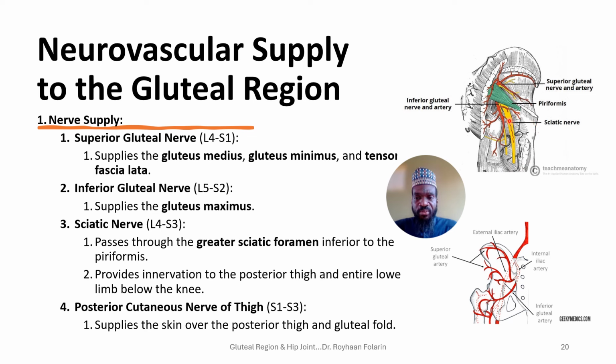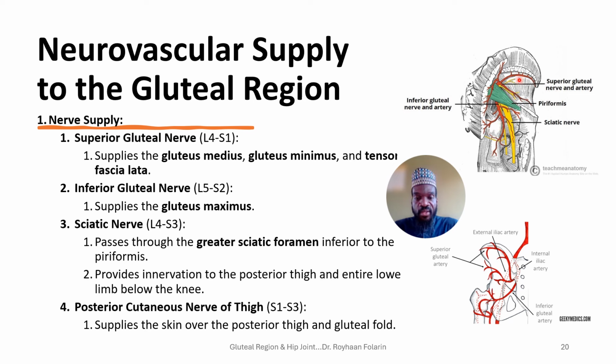And then we also have the posterior cutaneous nerve of the thigh, which is not shown here. It is a cutaneous nerve contributed to by the first to third sacral spinal nerves, S1 to S3. So it supplies the skin over the posterior thigh and the gluteal fold. So take note of those nerves.